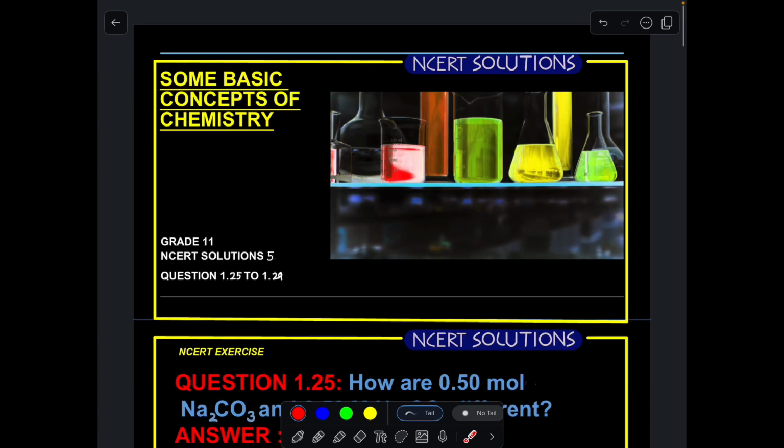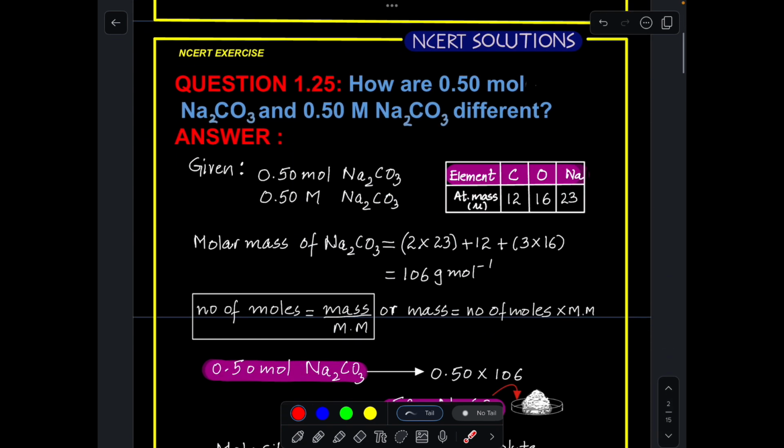So the very first question: how are 0.50 mole sodium carbonate and 0.50 molar sodium carbonate different? They have given you two pieces of information. First, 0.50 mole sodium carbonate means the amount of substance is given to you, and 0.50 molar sodium carbonate means they have given you a solution of sodium carbonate where the molarity of the solution is 0.50 M.